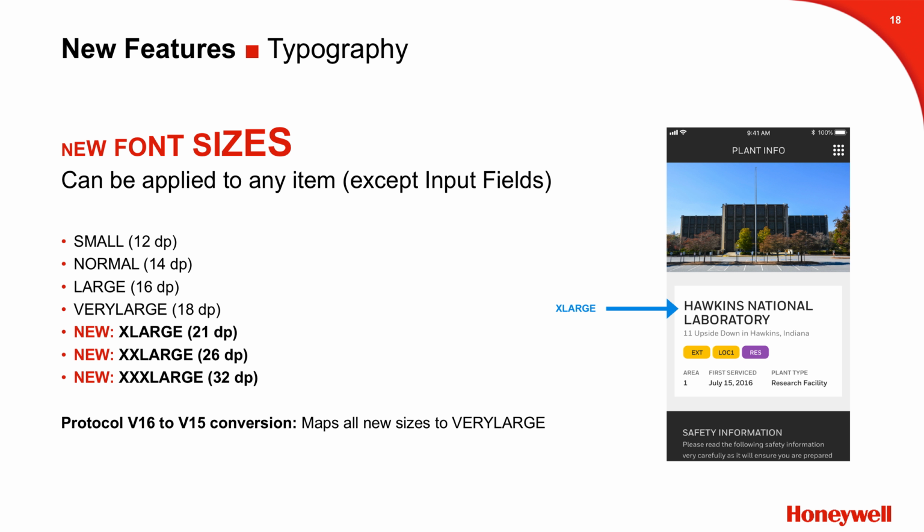We have a fallback here in place, protocol V16 to 15 conversion. It maps all new sizes. So all three new sizes will just be mapped to very large.